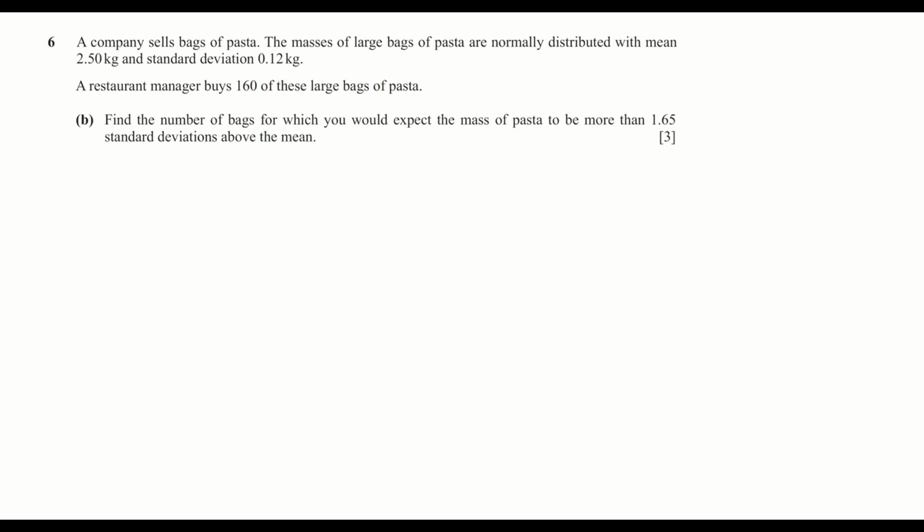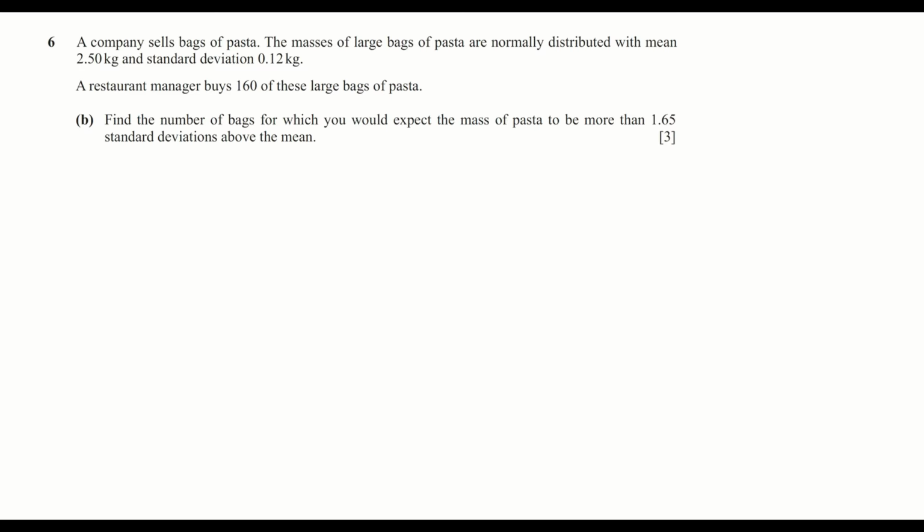And now we can move on to part B. A restaurant manager buys 160 of these large bags of pasta. Find the number of bags for which you would expect the mass of pasta to be more than 1,65 standard deviations above the mean.